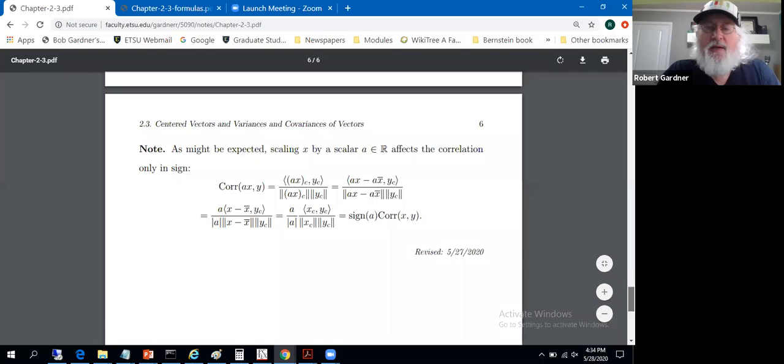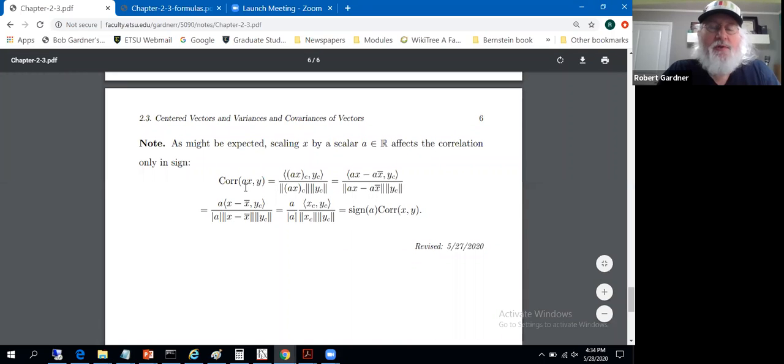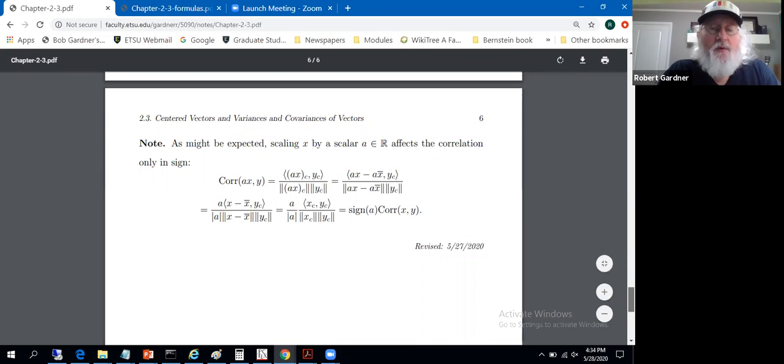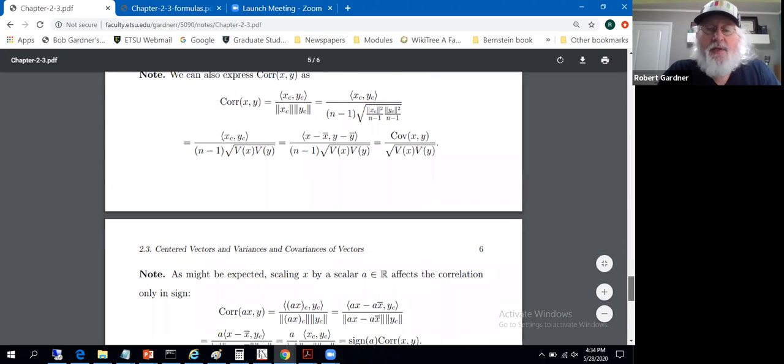Were we to take the correlation of ax with y, so we've multiplied all of the data in this x vector by scalar a, how's that going to affect the correlation? Well, not much, it turns out. Possibly familiar with this. We'll take our formula for correlation. Let's see, here it is from the previous one. We'll take the centered counterpart of ax, the centered counterpart of the second one, y, inner product of those, and then divide by the norms of those centered counterparts.